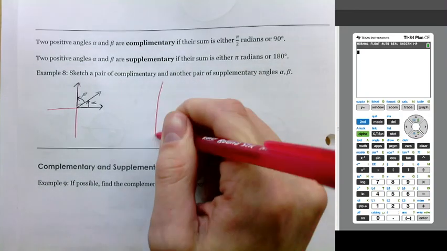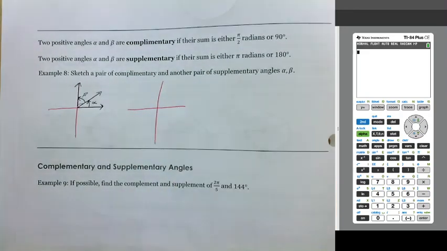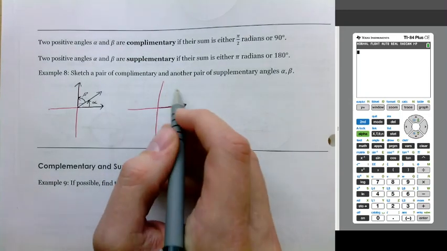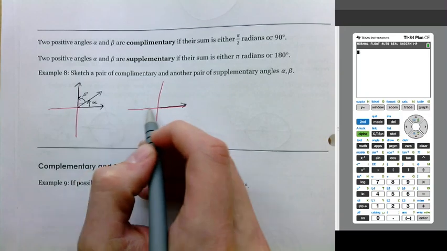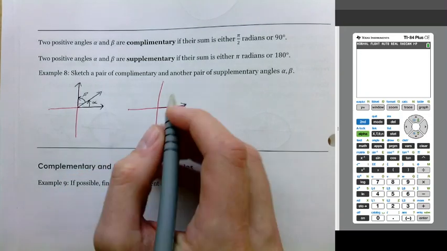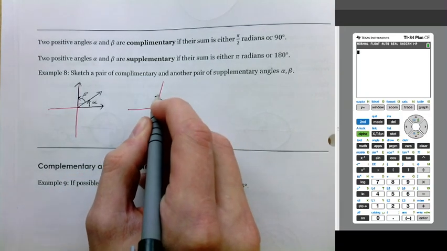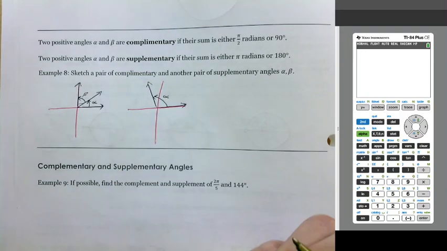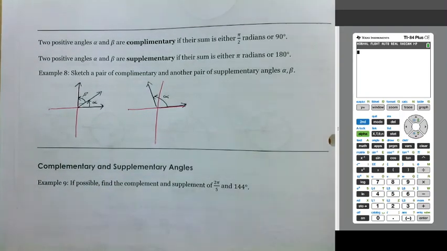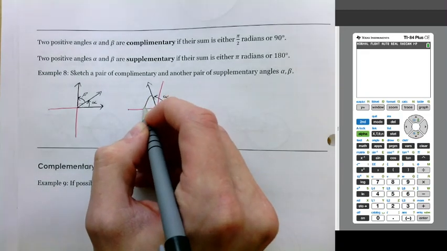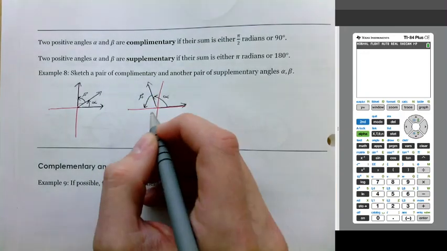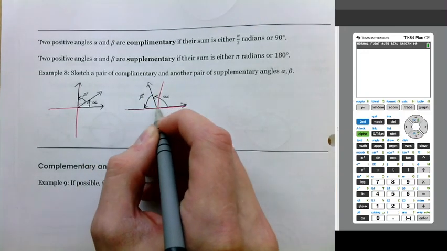Let's do the same for supplementary. For supplementary, let's start with alpha. I don't have to start in the first quadrant here because 180 degrees is halfway around, pi radians. So let's say alpha is somewhere here. It doesn't have to be there. It could be in the first quadrant again. Doesn't matter. Where would beta have to be to make these angles supplementary? Beta is going to be here, because they have to add up to, again, 180 degrees or pi radians.